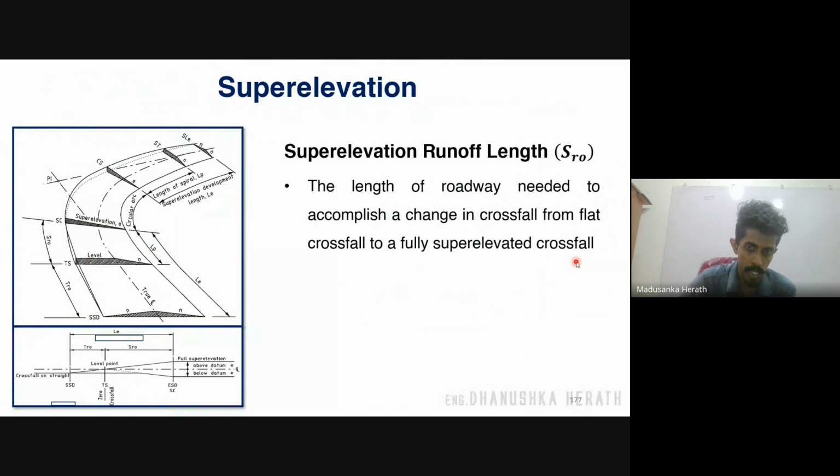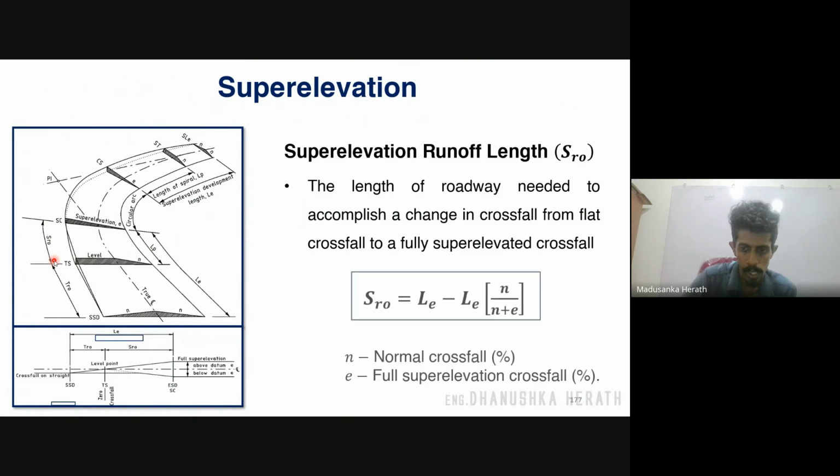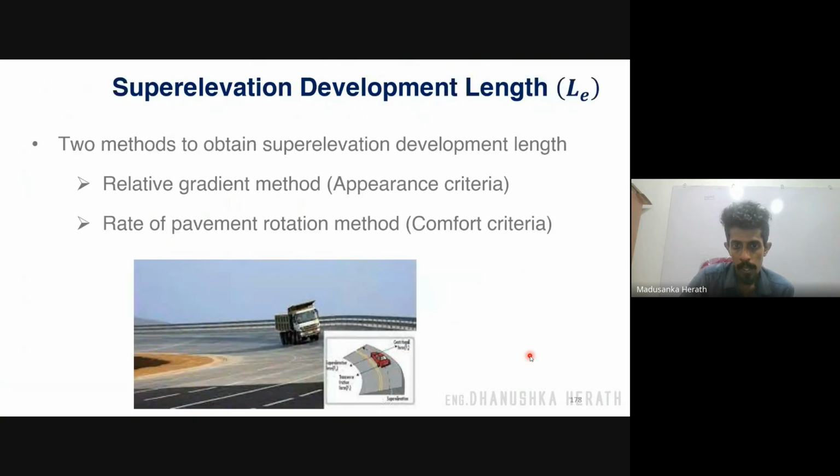Then super elevation runoff length, this one, is the length of the roadway needed to accomplish a change in cross fall from flat cross fall to a fully super elevated cross fall. The distance needed to go from flat to full super elevation, we call SRO. Right, and there is an equation for SRO: LE minus LE times N over N plus E. That is the super elevation runoff length.